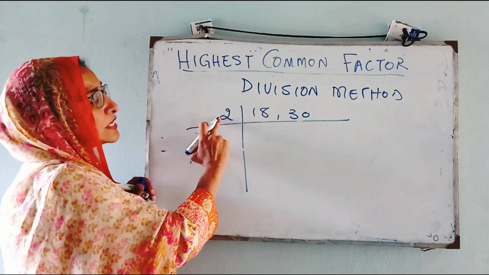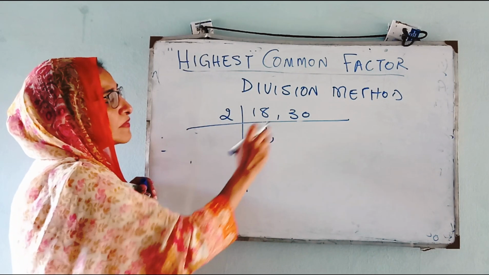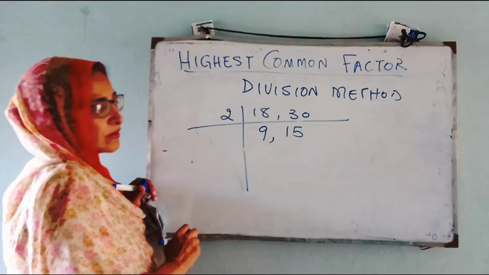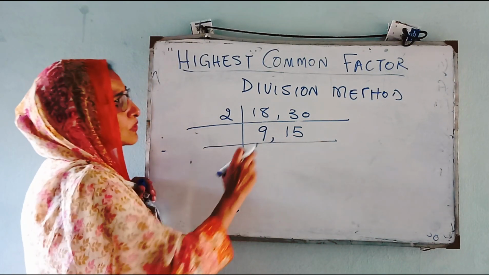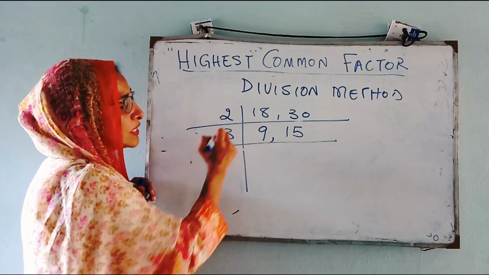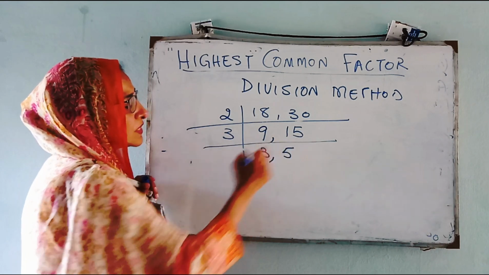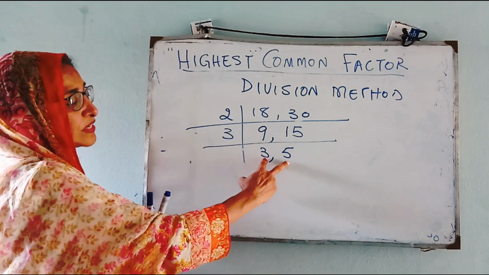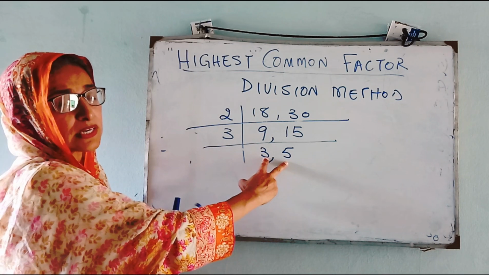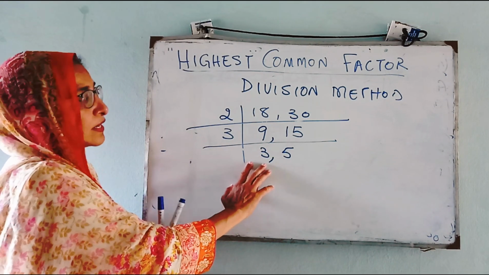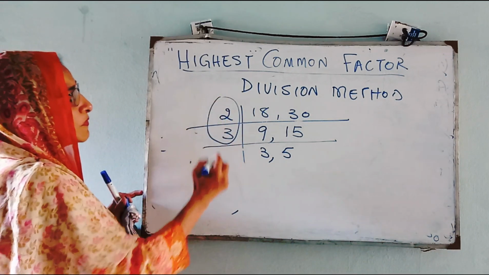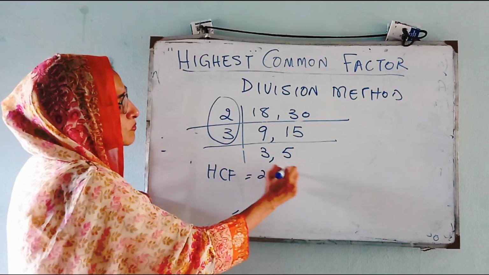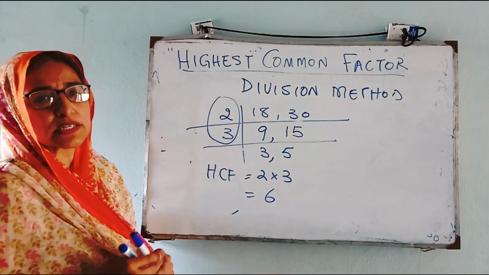First, if I divide 18 by 2, my answer will be 9. When I divide 30 by 2, my answer will be 15. Right? Then once again I divide 9 and 15, which come in the table of 3. 3 3s are 9 and 3 5s are 15. Now for the HCF, the moment we start getting numbers which come in different tables, we will stop our division. These common factors, 2 and 3, are our common factors, and our HCF will be 2 multiplied by 3, which is equal to 6.